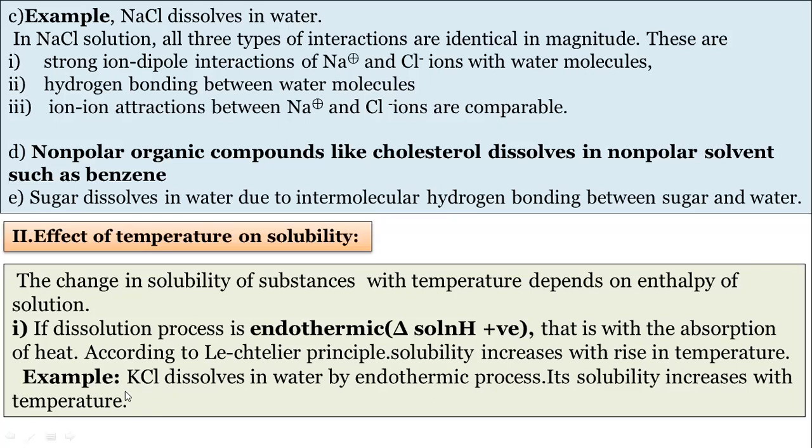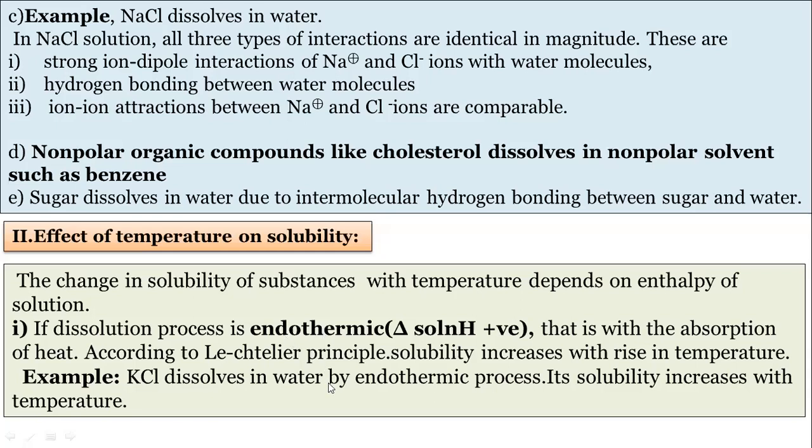See here, I will take a direct example. KCl dissolves in water. KCl is potassium chloride, which dissolves in water by an endothermic process. Means when KCl is dissolved in water, heat is absorbed and its solubility also increases with temperature. Means if the solution of KCl and water is heated, solubility will be more. This is an endothermic reaction.